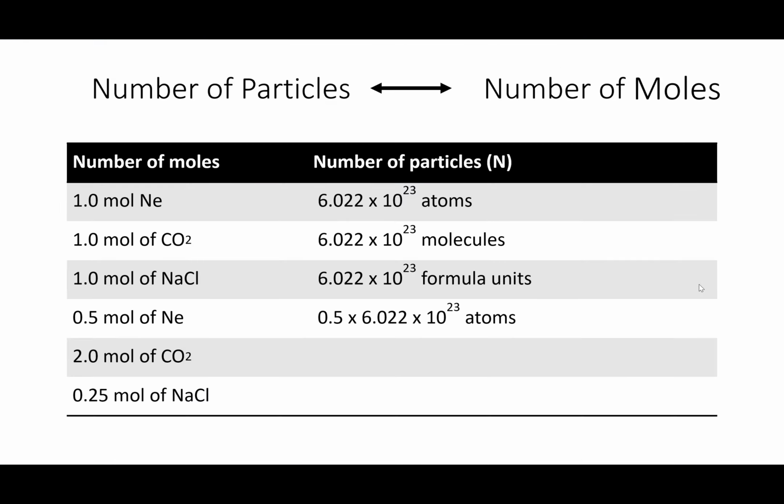So the next piece here is we want to look at, well, what if I have half a mole of neon? If I have half a mole of neon, I'm going to have half of Avogadro's number of atoms. If I have 2 moles of carbon dioxide, to find out how many molecules I have, I need to multiply Avogadro's number by that number of moles. If I was working with a dozen, if I had half a dozen, I would have 6, so I could take half of 12. Or if I had 2 dozen, I could take 2 times 12.